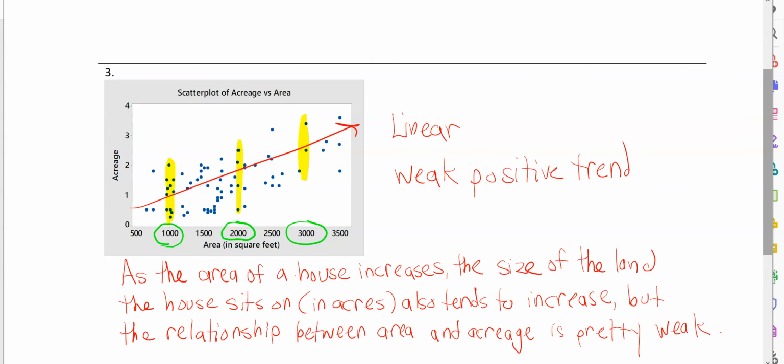Okay, so if I was going to write a sentence to describe the relationship this graph is showing me, I would say as the area of a house increases, so that's the square feet, the size of the land the house sits on in acres also tends to increase. But the relationship between the area and the acreage is pretty weak. I mean, there's a general trend, but just knowing the square footage of the house isn't a great predictor of the acreage.